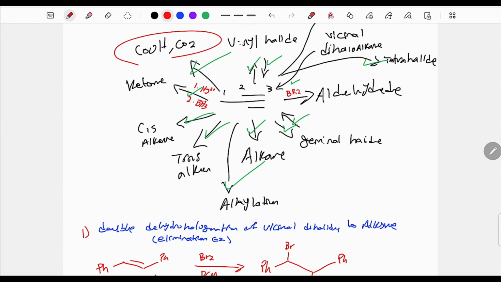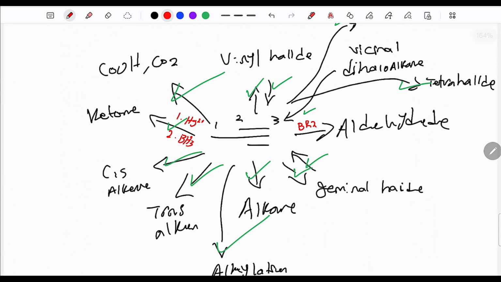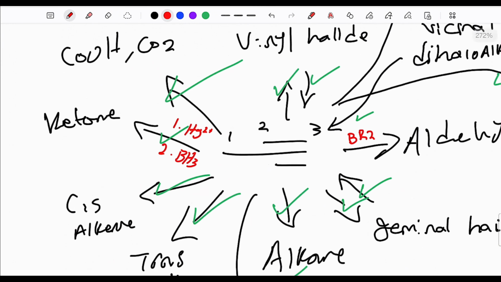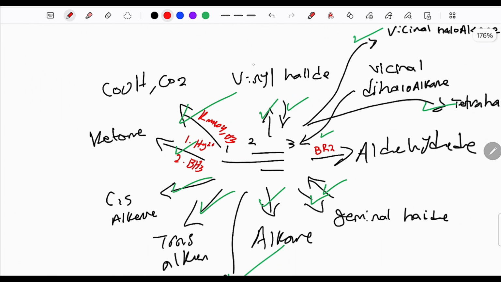How can we make a carboxylic acid and CO2? Well, you can make a carboxylic acid from KMnO4 and ozonolysis. And in fact, you make carboxylic acid from KMnO4 and ozonolysis of both internal and terminal alkynes. But with internal alkynes, you get 2 carboxylic acids, whereas with terminal alkyne, you get 1, and you get 1 CO2.